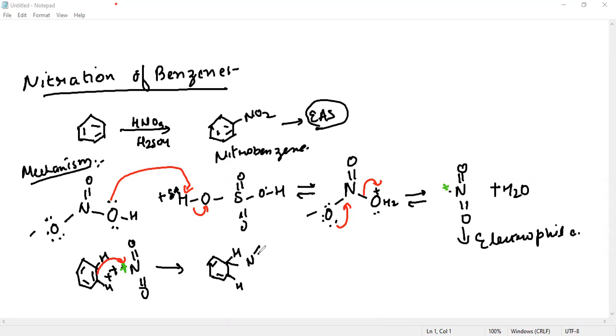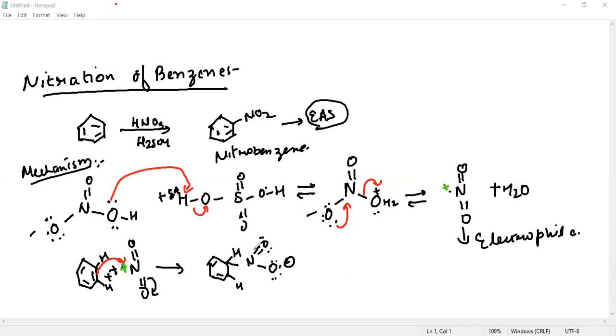So this N double bond O. When it attacks here, this pi bond will break. You can break this one also, it doesn't matter. Both are the same. Then let's go ahead and write here the other oxygen. Okay, so let's write the electrons around it. Since this bond breaks, this oxygen has three lone pairs of electrons and one negative charge. And this one has two lone pairs of electrons.